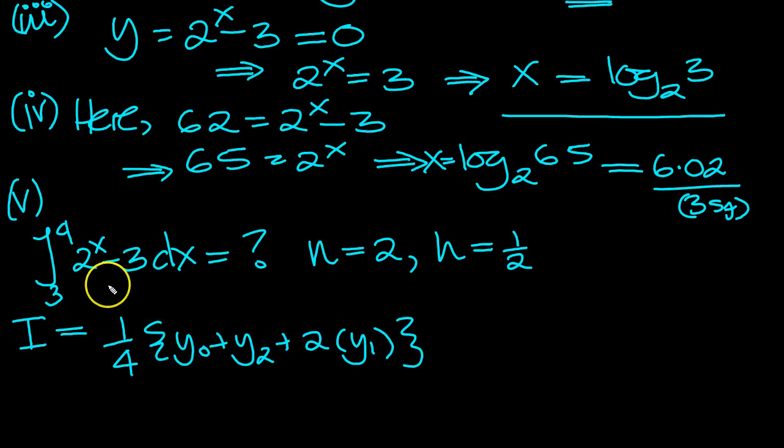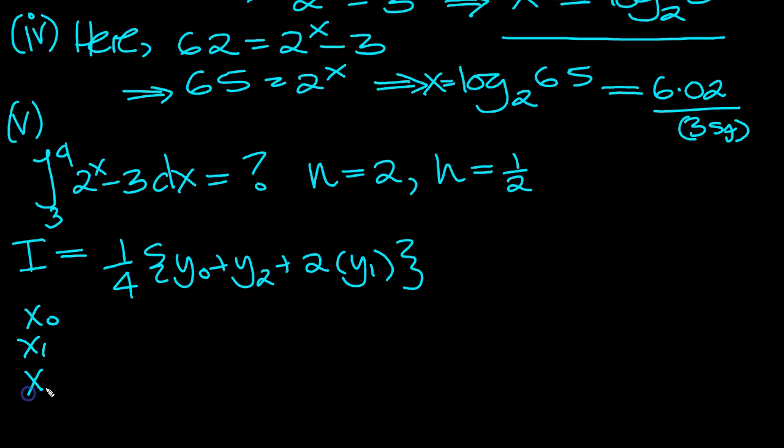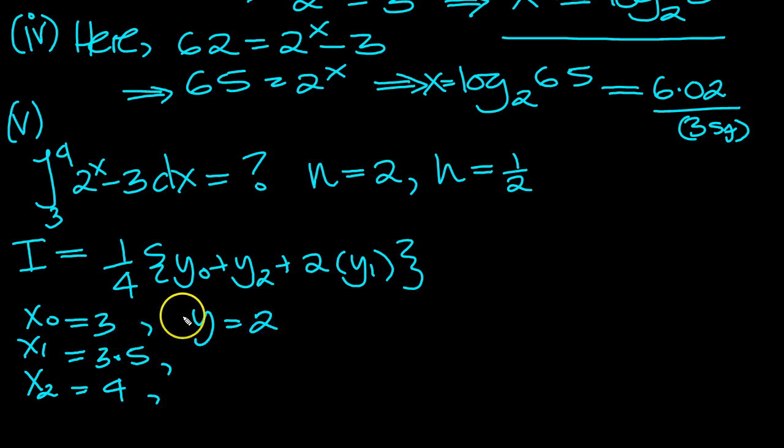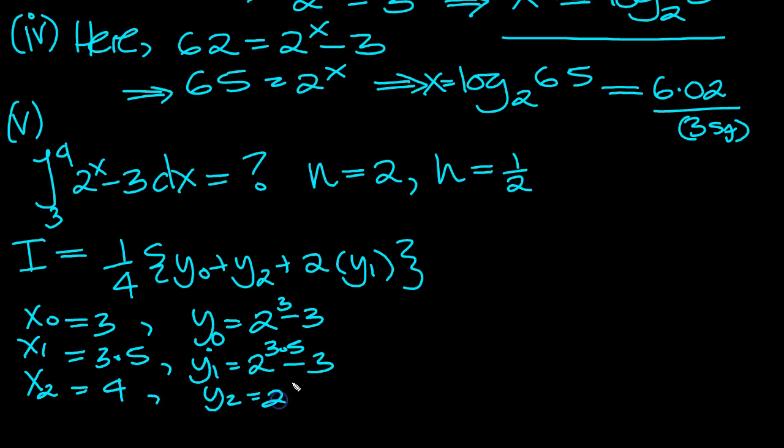So let's have a go then. Here we need the x ordinates, x0, x1, and we also need x2. So we start with 3 and we go up. Strip width is a half, so that's 3.5, and this is 4. The y values are 2 to the x minus 3. y0 is 2 to the 3 minus 3, then y1 is 2 to the 3.5 minus 3, and y2 is 2 to the 4 minus 3. This one is 8 minus 3, 5. This one is 16 minus 3, which is 13.